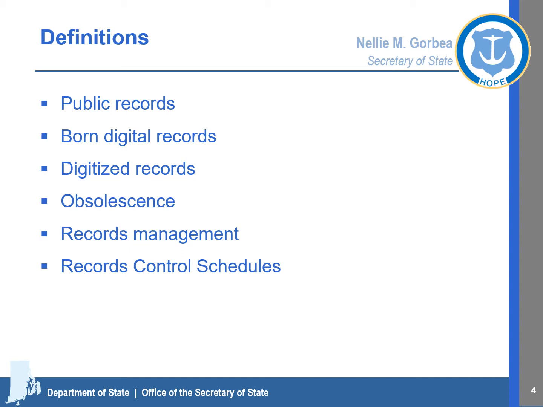Records management addresses the life cycle of the records. That is the period of time that records are in the custody of agencies. The records control schedules are documents that establish the official retention, maintenance, and disposal requirements for a record series or type of record based on its administrative, legal, fiscal, and historic value for the records that are scheduled.